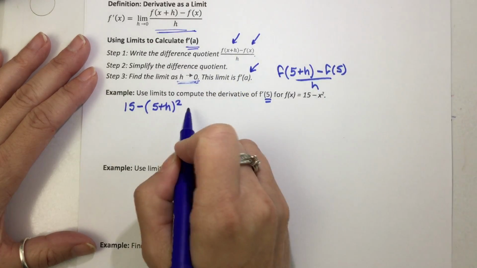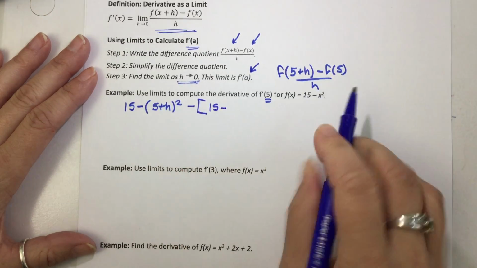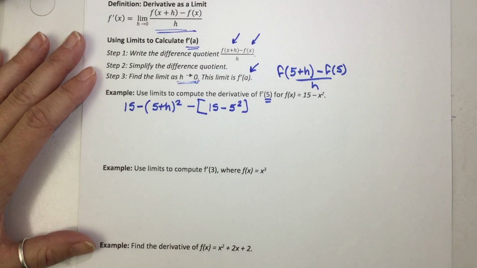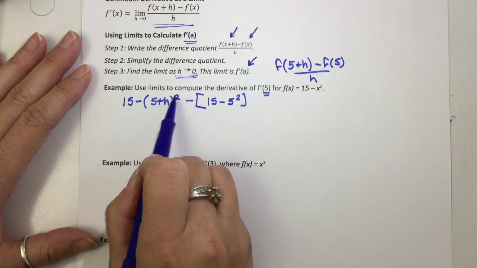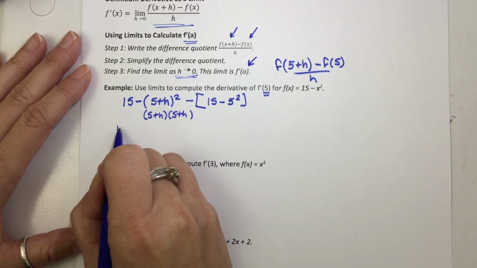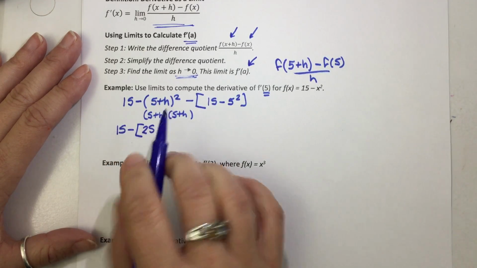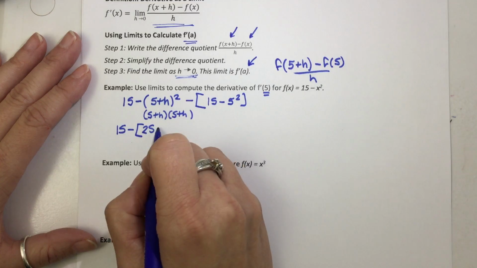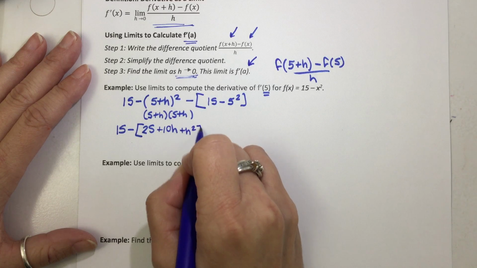That's this first piece. Minus, now remember this is more than one term, so it's 15 minus, where the x is, you fill in a 5 squared. And again, that's all over h, but let's simplify the top first. Order of operations, I have to square this. This means 5 plus h 2 times. So it's 15 minus the group. 5 times 5 is 25. 5 times h is 5h. h times 5 is also 5h. 5h and 5h make 10h. h times h is h squared.